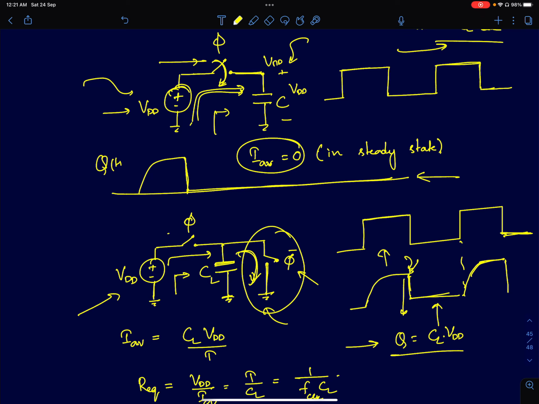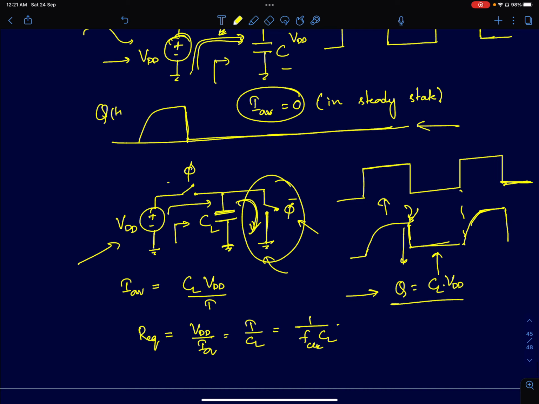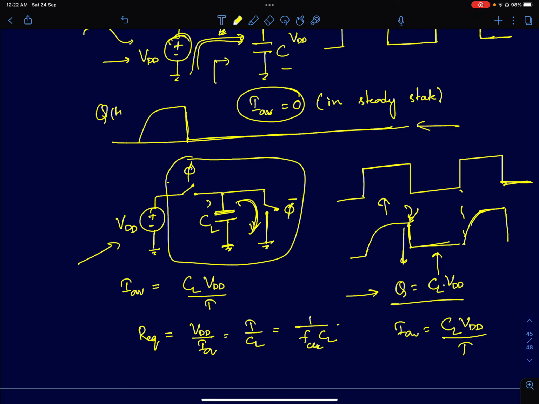Since you're delivering this charge every cycle, I can estimate the average current. The average current is the rate at which the charge is transferred, and here we are transferring a charge of CL into VDD every t seconds. So divided by t, I get the average current. From that, I can estimate the equivalent resistance that this circuit offers. This combination of capacitor and switches offers an equivalent resistance given by 1 by f clock into CL. We are well aware of this, which is what we call the switched capacitor circuit. So using a combination of switches and a capacitor, I can emulate a resistive behavior.